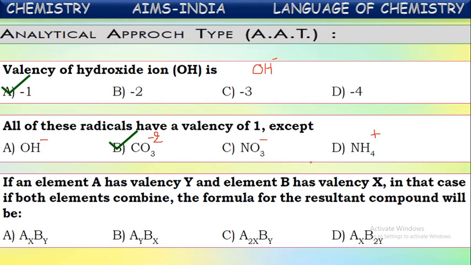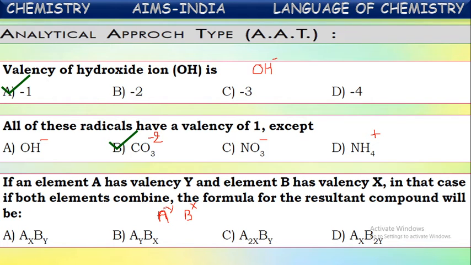Okay, next one. If an element A has valency Y and an element B has valency X, and both elements combine, the formula of the resultant compound will be? How can we write the compound formula? By using the crisscross method we can write. Here they have mentioned the valency of element A is Y, so let us write it as this. And the valency of element B is X. Let us consider the first one is metal because in all the options also A is written first.